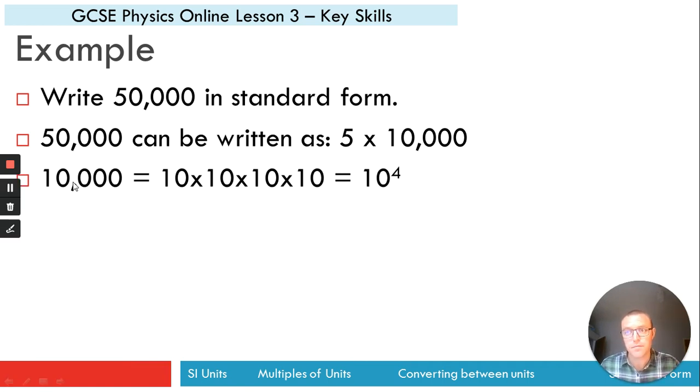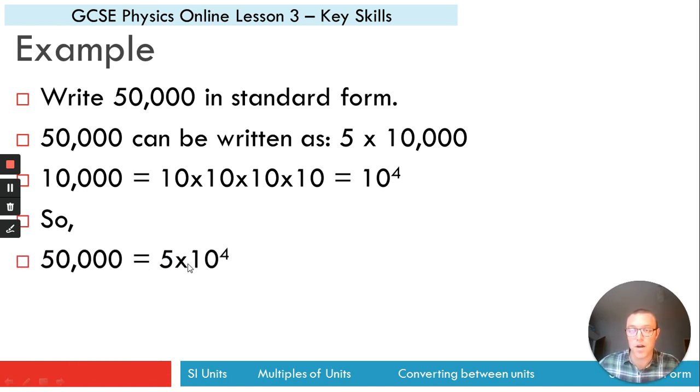10,000 in powers of 10 is the same as 10 times 10 times 10 times 10, which is 10 to the power 4. To make this easier, you can count the zeros: 1, 2, 3, 4. There are 4 zeros there, so it's 10 to the power 4. So we can write 50,000 as 5 times 10 to the power 4. This is 50,000 in standard form.